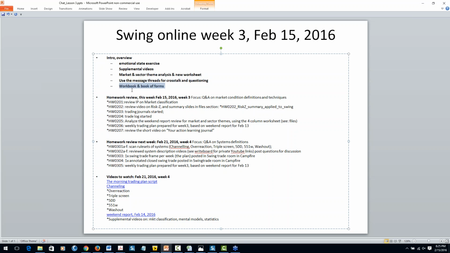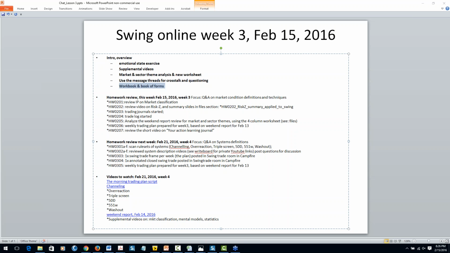Catherine has graciously taken on the large challenge of doing a couple things for us. The first one is she's assembling what we're calling a book of forms. As we start building new worksheets or process checklists, and I'll just use the example of the one I just showed you, the market and sector analysis worksheet, she's going to put all those into a workbook for us and call it the book of forms.